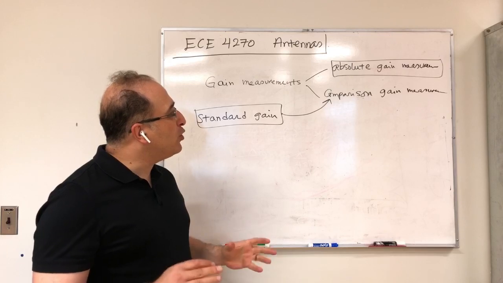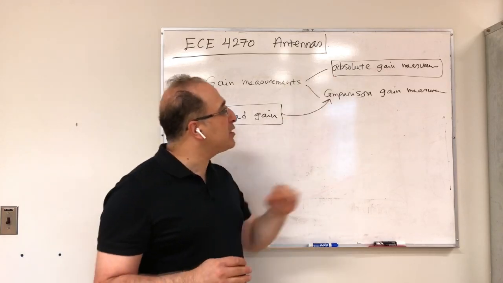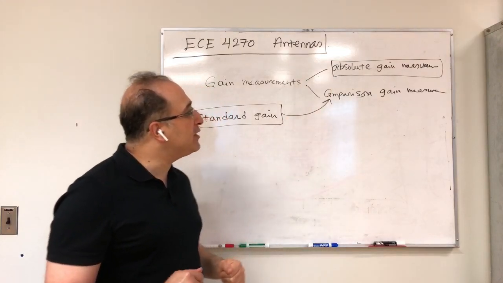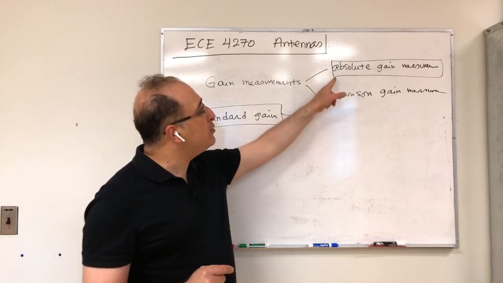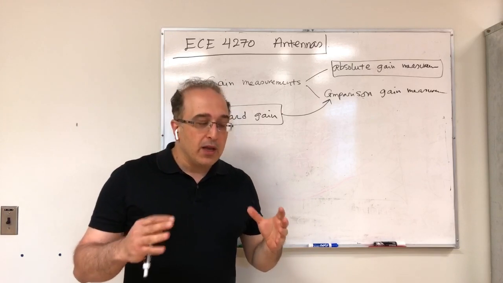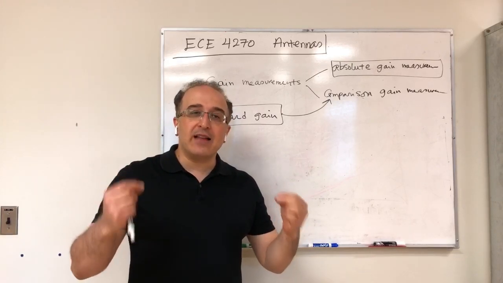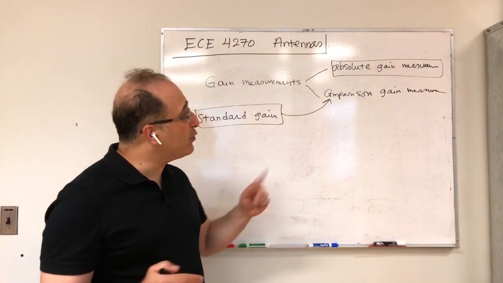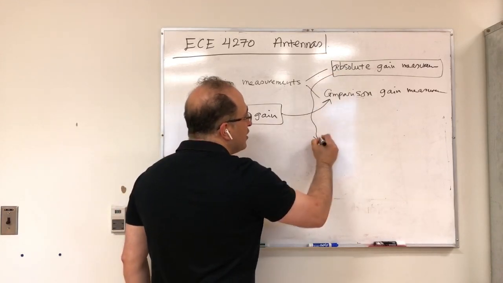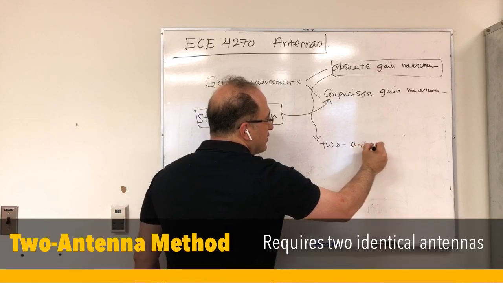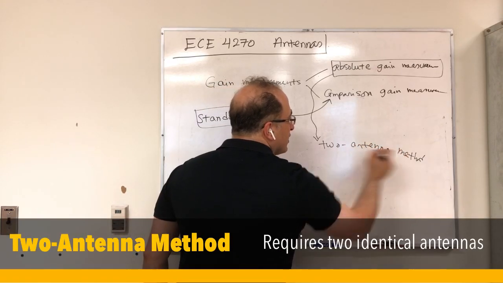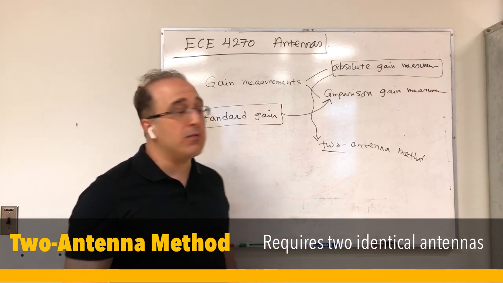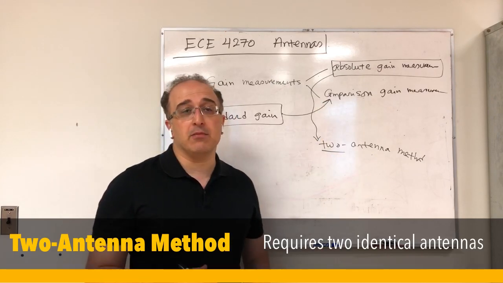Now you might ask, if we can do absolute gain measurement, why not always use it? Why do we even need comparison gain measurement? The main reason is that absolute gain measurement sometimes requires a measurement that satisfies some conditions. For example, the technique we use in this lab for absolute gain measurement is called the two antenna method. For this to work, you essentially need two identical antennas.